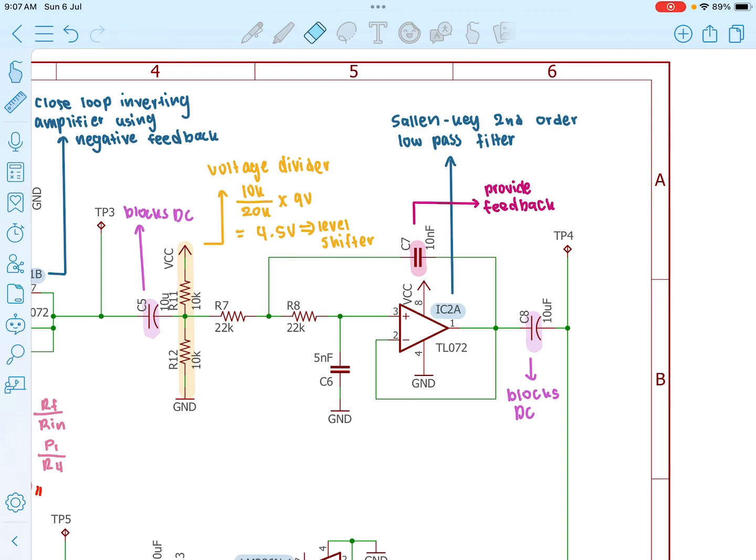IC2A is configured as a Sallen-Key second-order low-pass filter. This type of filter is designed to pass frequencies below a certain cutoff point while attenuating higher frequency noise. It helps isolate the heart sound frequencies by removing high-frequency interference that may have passed through the earlier stages. The filter is made up of two RC low-pass networks. Capacitor C7 provides the feedback loop. It helps smooth the signal near the cutoff frequency, allowing the desired frequencies to pass through while suppressing sharp transitions and noise. Finally, the output of IC2A passes through C8, another coupling capacitor that removes any remaining DC component.